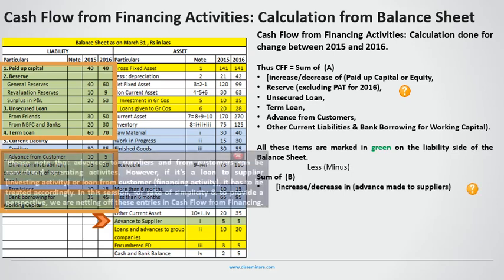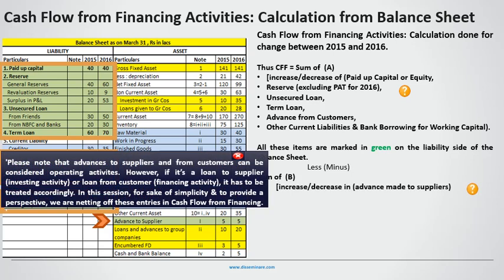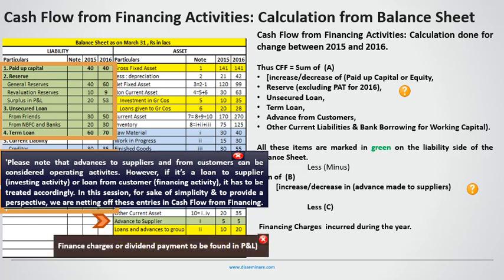Please note that advances to suppliers and from customers can be considered operating activity. However, if it's a loan to supplier, it is investing activity, or a loan from customer, financing activity, and it has to be treated accordingly. In this session, for sake of simplicity and to provide a perspective, we are netting off these entries in cash flow from financing. We shall finally deduct the financing charges incurred during the year. Finance charges or dividend payment are to be found in P&L.